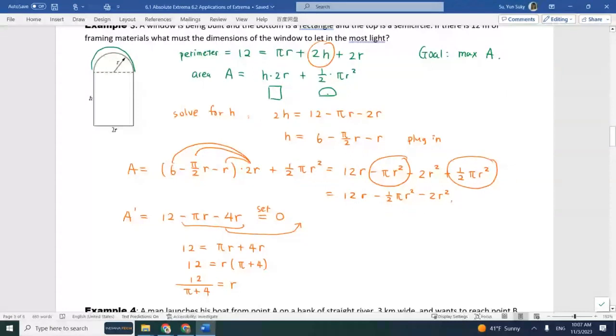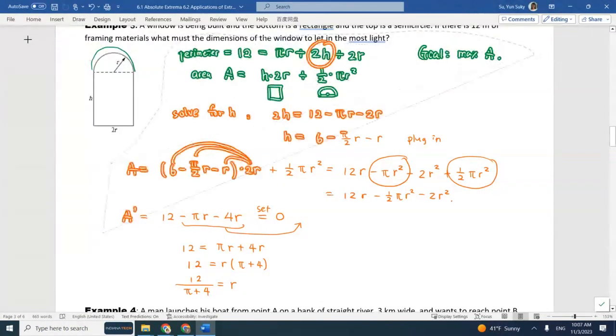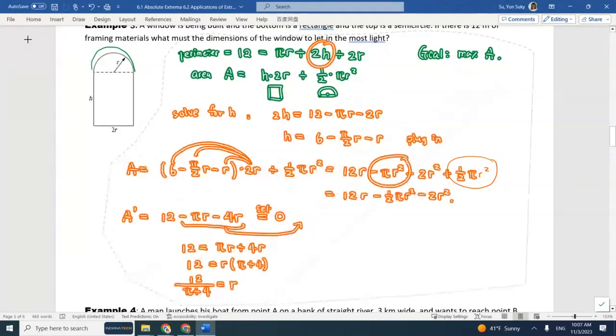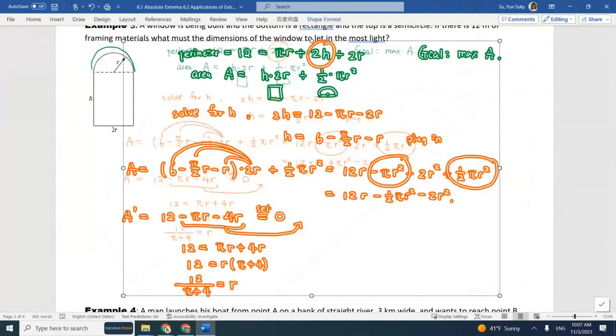Oh, I don't have enough space. Let me change this a little bit. This is a good part about Word. I can circle this and I can shrink it. So then I have more space.